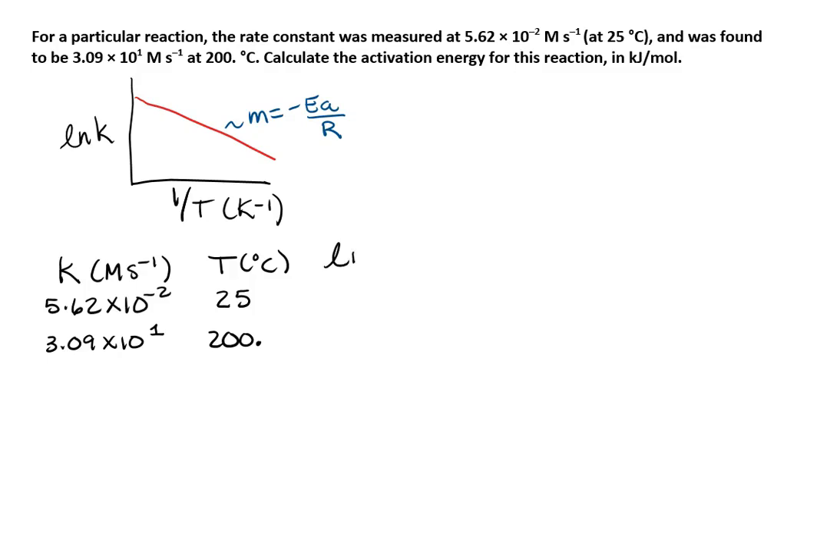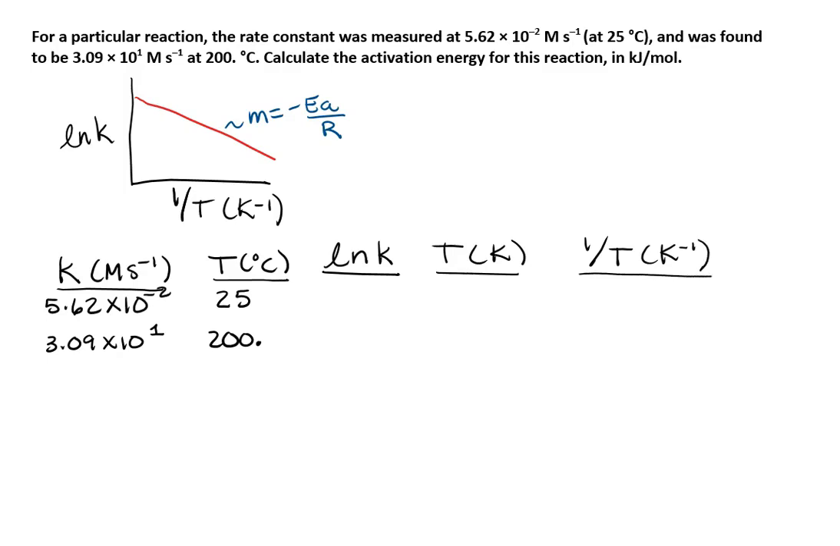So we're then going to get information of ln k, temperature in Kelvin, and then 1 over temperature in Kelvin. 1 over temperature with units of inverse Kelvin. And then I can extract the ln k and 1 over T data to plug into the 2-point slope. So the first calculation is ln k for the first data point. And when we do that math, we end up with negative 2.879.